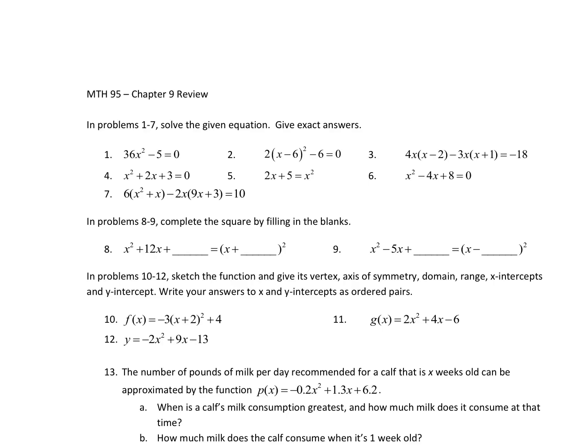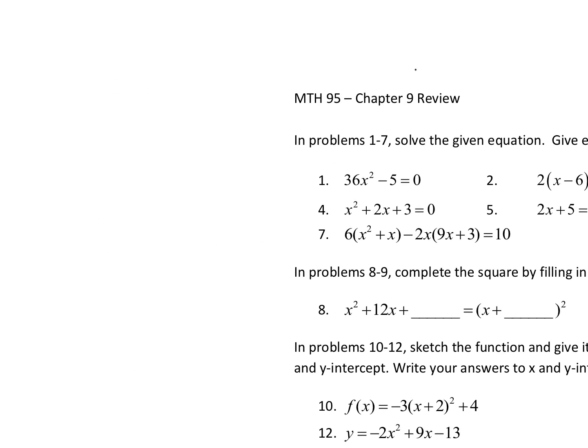Time to review Chapter 9 with some quadratic equations and functions. So, first of all, let's talk about solving quadratic equations. We have a few different methods, and sometimes you have to choose. So, let's look at number 1 here, 36x squared minus 5 equals 0.